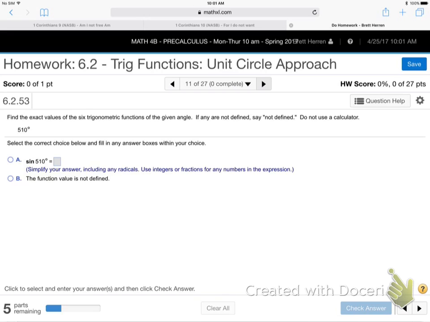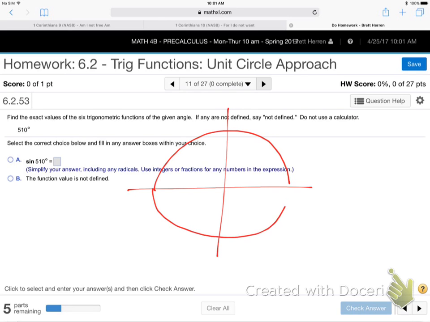All right, so 510 degrees. They want us to find all 6 trig functions for 510 degrees. So remember what we were talking about yesterday, right? What you guys thought about all day long, I'm sure. Unit circle. So, unit circle, 510 degrees.